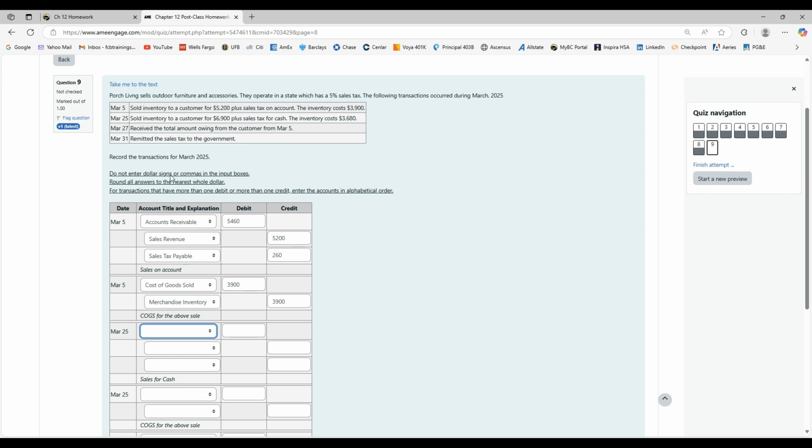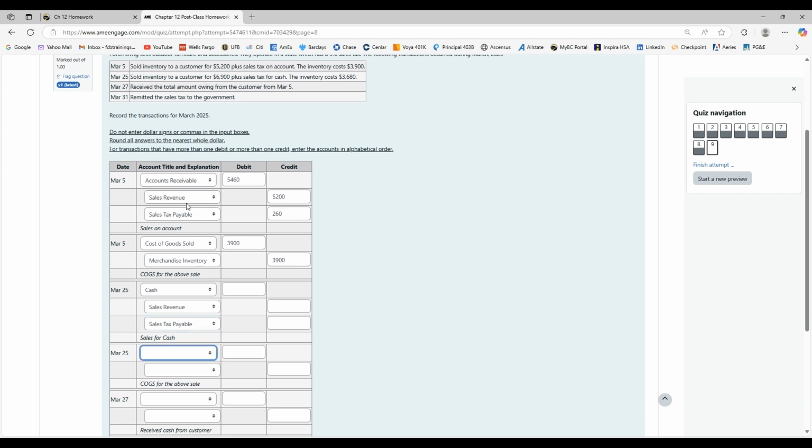Okay, and then this entry is cash, not AR. But we're going to do the same exact accounts here. So COGS, inventory goes down. It was what, 6,900 for sale. That was the revenue we earned, and then 345 is multiplying that by 5%. The total of those two is 7,245. And then cost of goods sold, it says is 3,680.